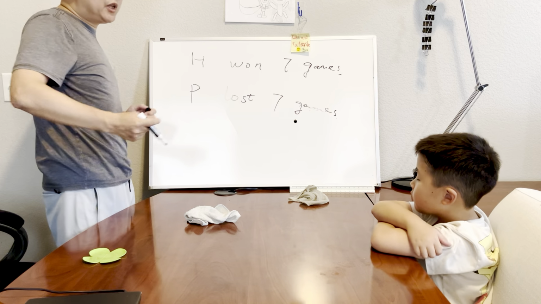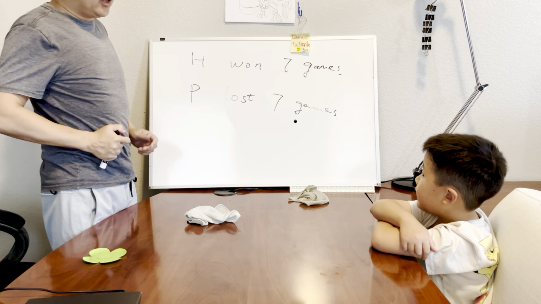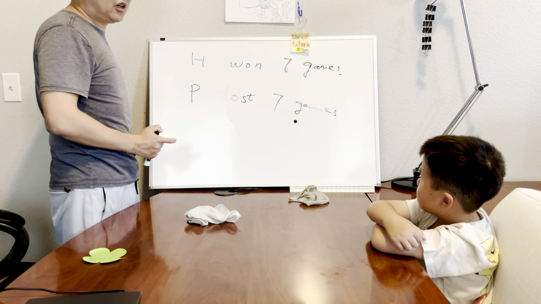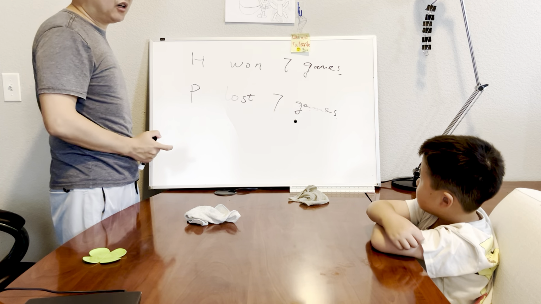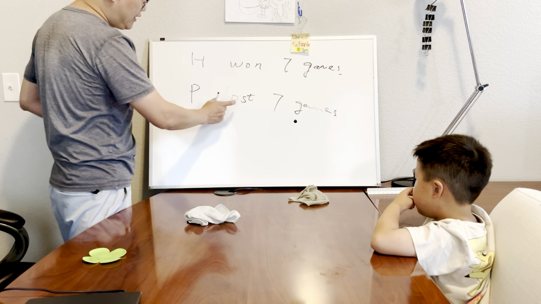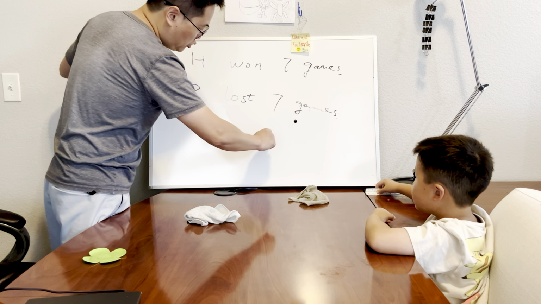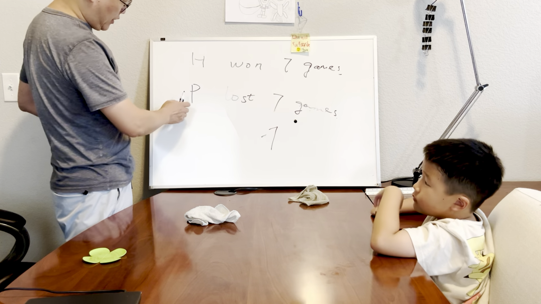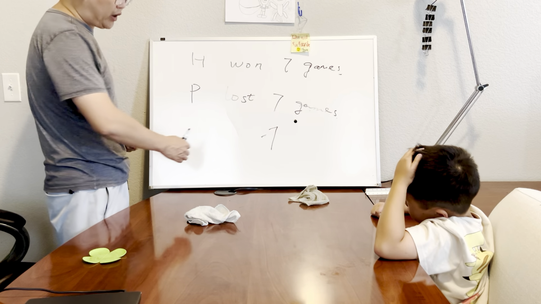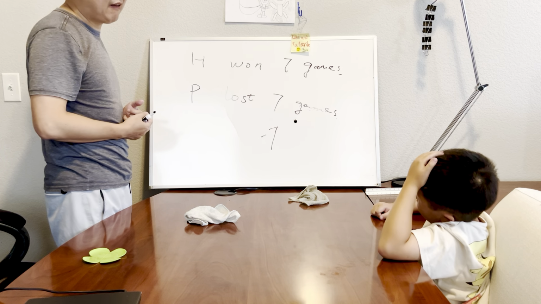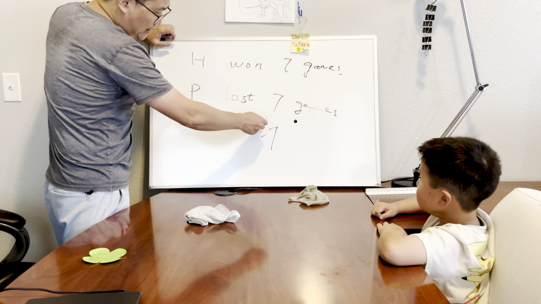And lost 7 games means what? It means P has to pay H $7. So right now H has $7. H has some amount of money, but it doesn't matter. As long as P lost 7 games, he has to pay H $7. It means P has to subtract the $7 from whatever money he actually has. So that's the money that he lost.